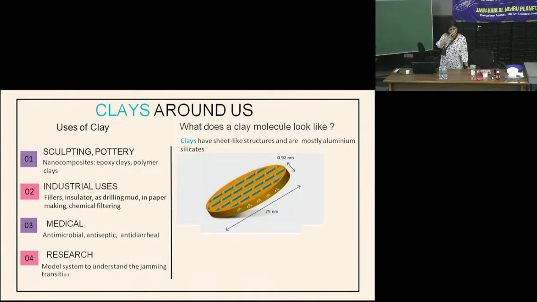The clay that we find right outside is usually bentonite clay. That is highly size polydisperse, which means that it can come in a range of sizes, usually between 300 nanometers and about 4 microns.